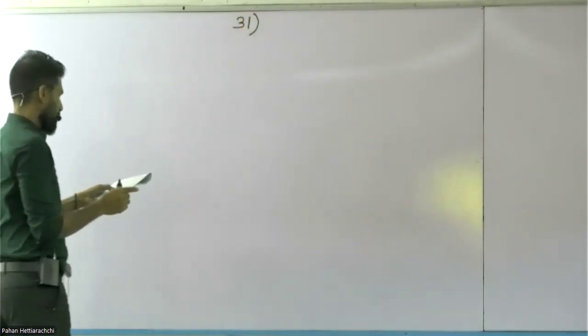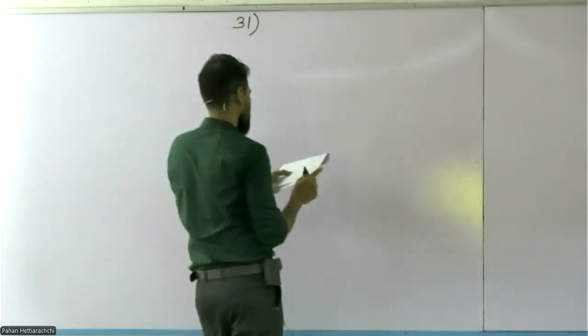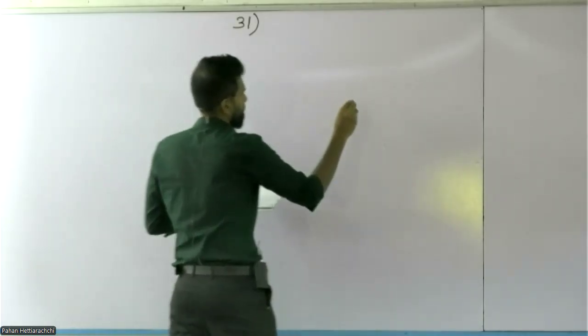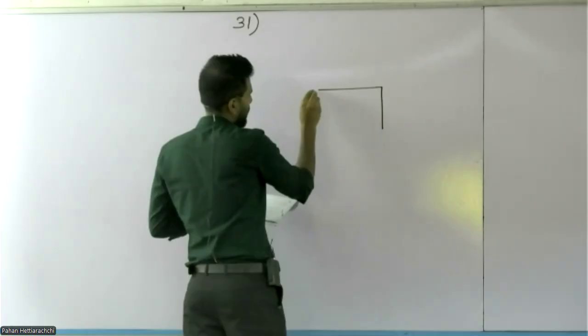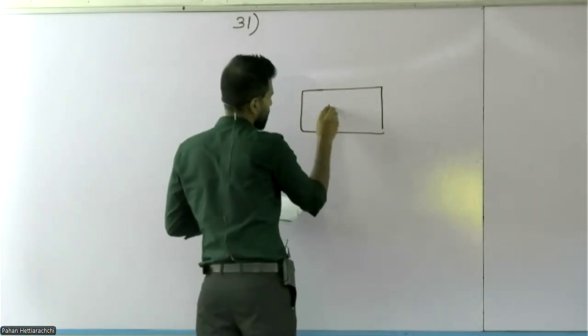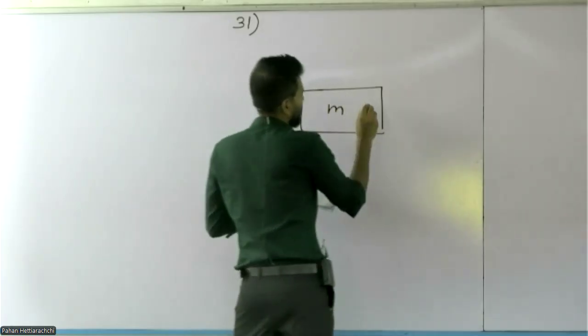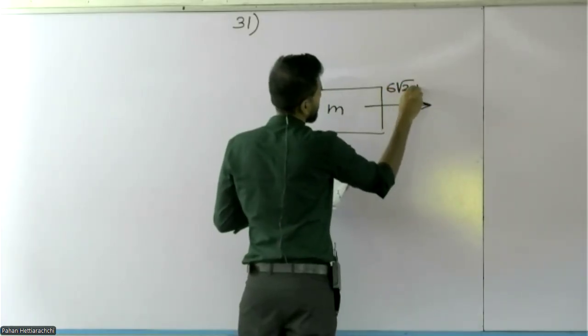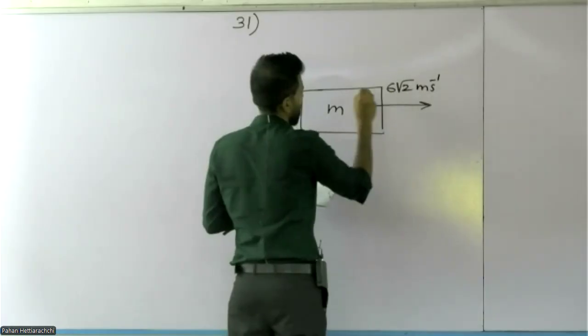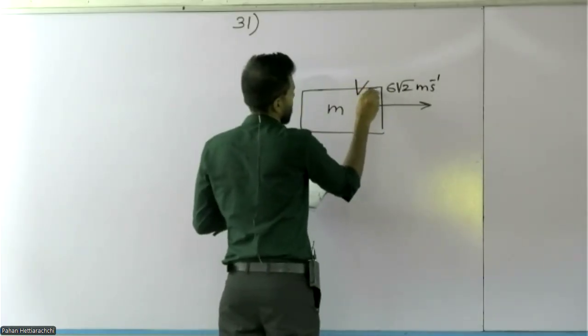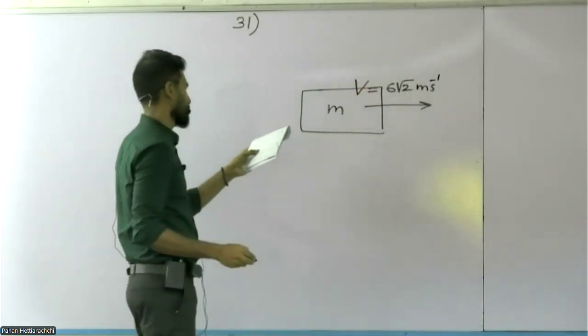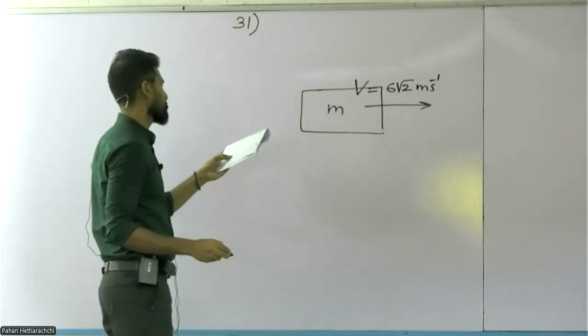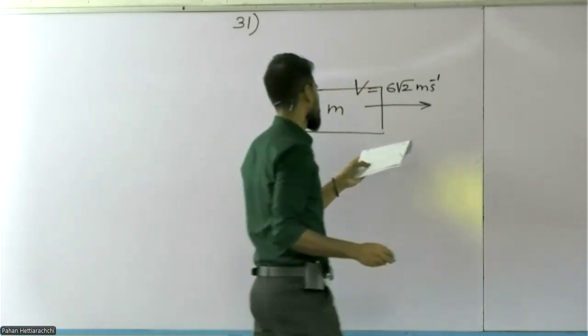A rocket is moving in outer space with a speed of 6√2 meters per second. The mass of the rocket stays the same, moving with a velocity of 6√2 meters per second. What happens to this rocket? Suddenly it explodes into 3 fragments, 2 smaller fragments.